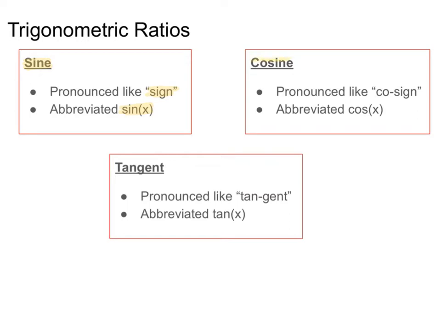The next one is cosine, which is pronounced like the word cosine, like co-worker, or co with the stop sign. And it's abbreviated cos with the x, so it looks like cos of x. However, again, you need to make sure you pronounce it as cosine. And our last one is tangent, which is pronounced as tangent, and it's abbreviated as just tan.